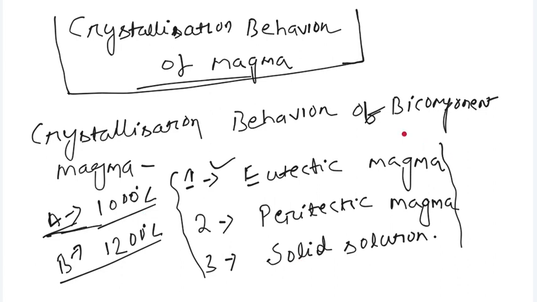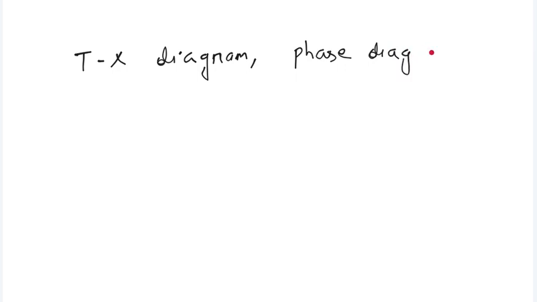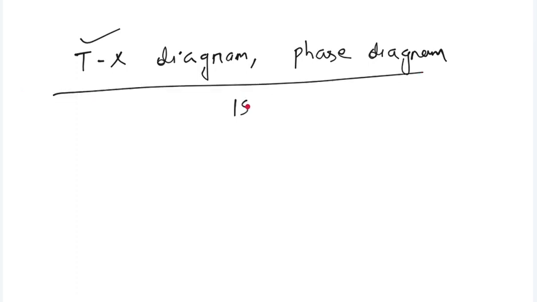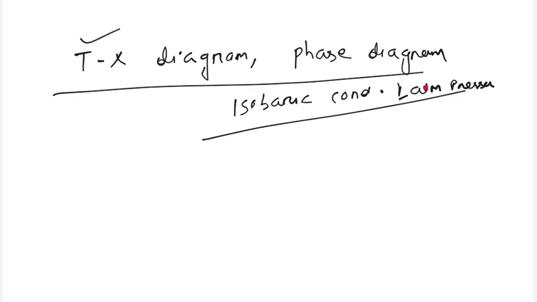All these crystallization behaviors are represented by a TX diagram, or you can say phase diagram. T stands for temperature, X stands for composition. All these are drawn in isobaric condition, one atmospheric pressure. All these phase diagrams are isobaric. If you change the pressure, then the phase diagram will change.